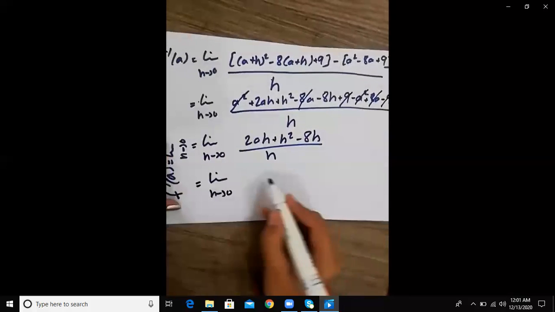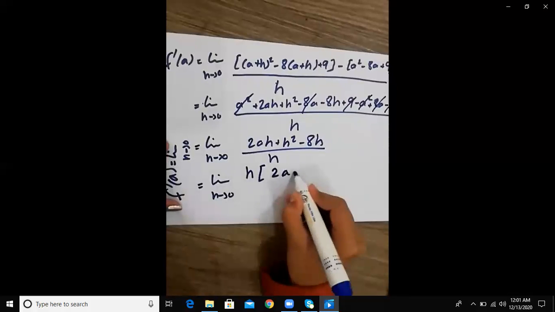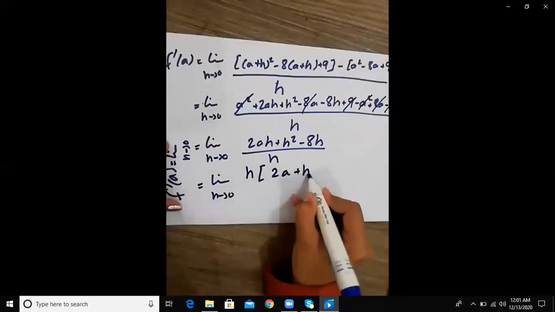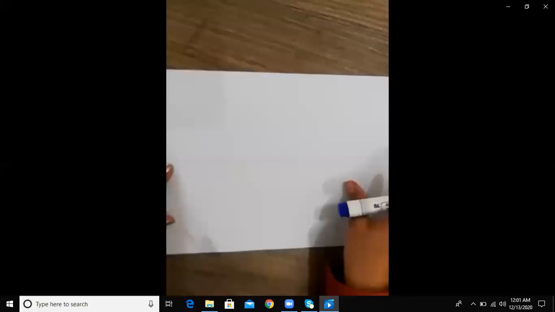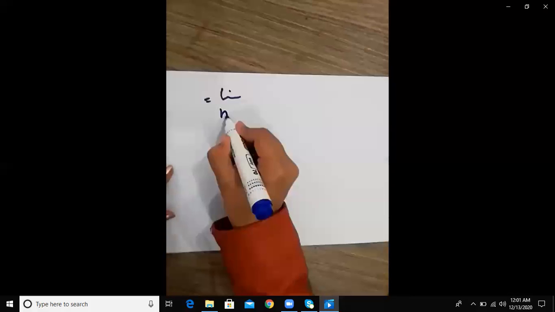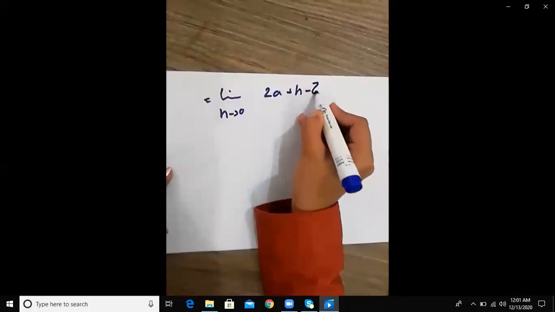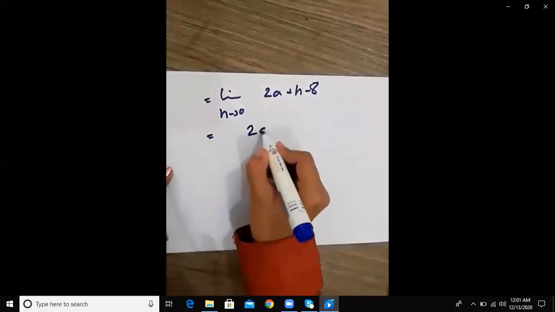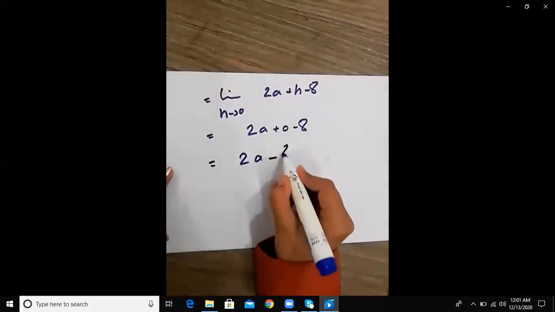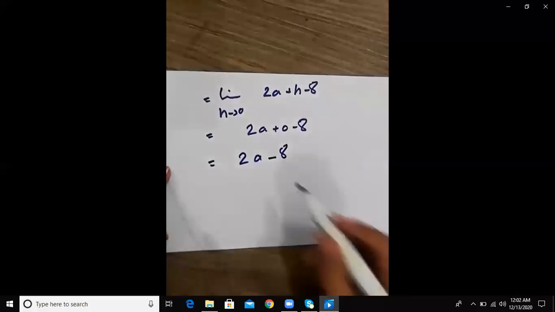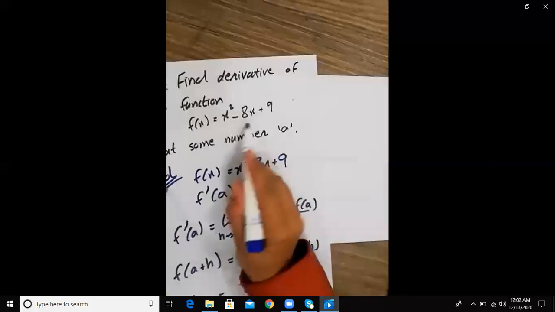Now we will take h common and it becomes h into 2a plus h minus 8, whole divided by h. Now we will cancel the h with each other. So we get the simpler form of that equation, which is 2a plus h minus 8. Now we just apply the limit and it becomes 2a plus 0 minus 8. So we get 2a minus 8. This is the derivative of the given function. This was the function.